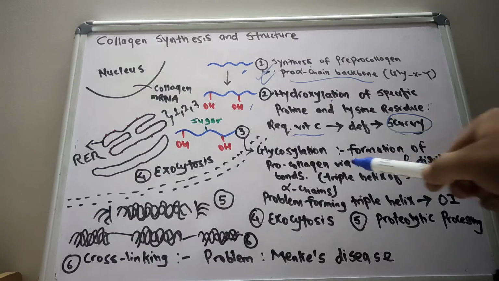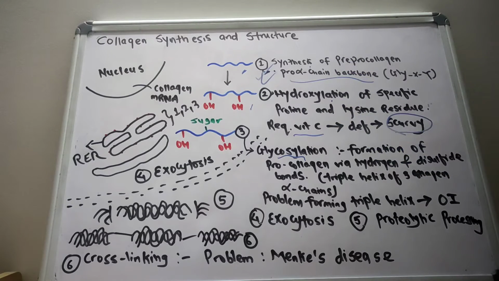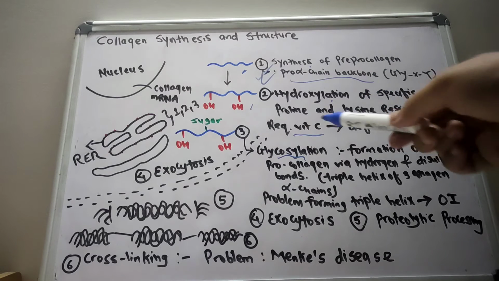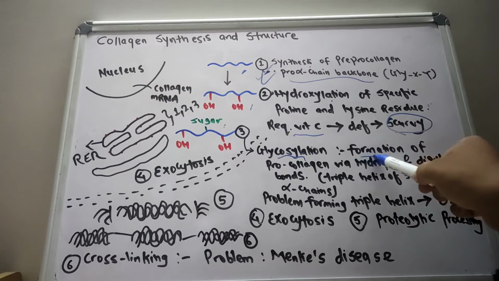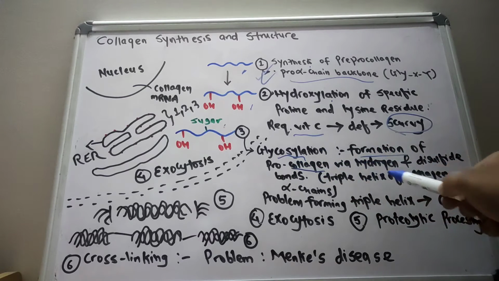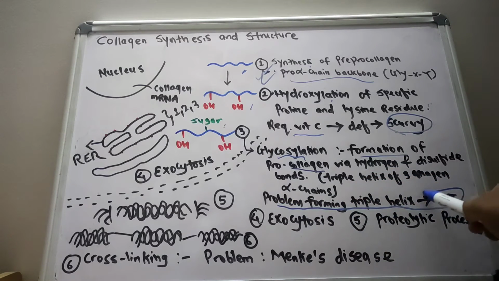Now the third step, the glycosylation, that is the addition of sugar residues to the hydroxylated pre-procollagen. Then there is formation of the procollagen via hydrogen and disulfide bonds. That means the triple helix of the 3 collagen alpha chains. And if there is a problem forming the triple helix, then osteogenesis imperfecta occurs.